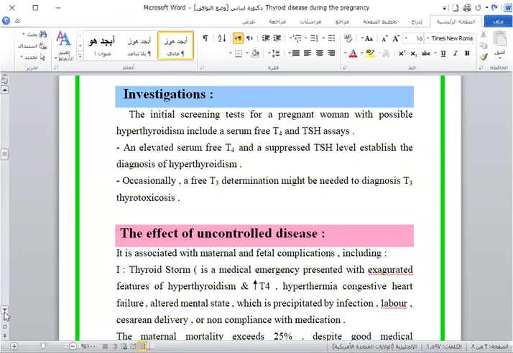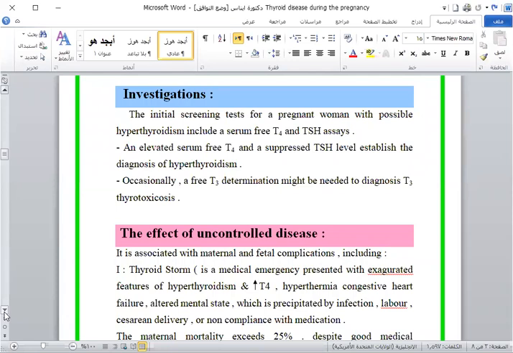This is clinically diagnosed. What about the biochemistry? Investigation: the initial screening test for pregnant women with possible hyperthyroidism includes serum free T4 and TSH. An elevated serum free T4 and suppressed TSH level establish the diagnosis of hyperthyroidism. Also, free T3 determination may be needed to diagnose T3 thyrotoxicosis. So what investigations will we do? Serum free T4, serum free T3 and TSH. When free T3 and free T4 are high, we expect a corresponding suppressed TSH level.